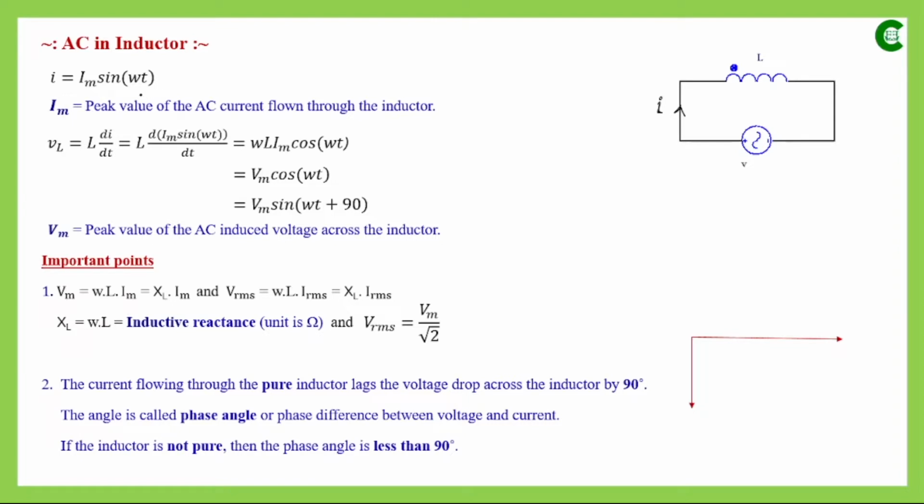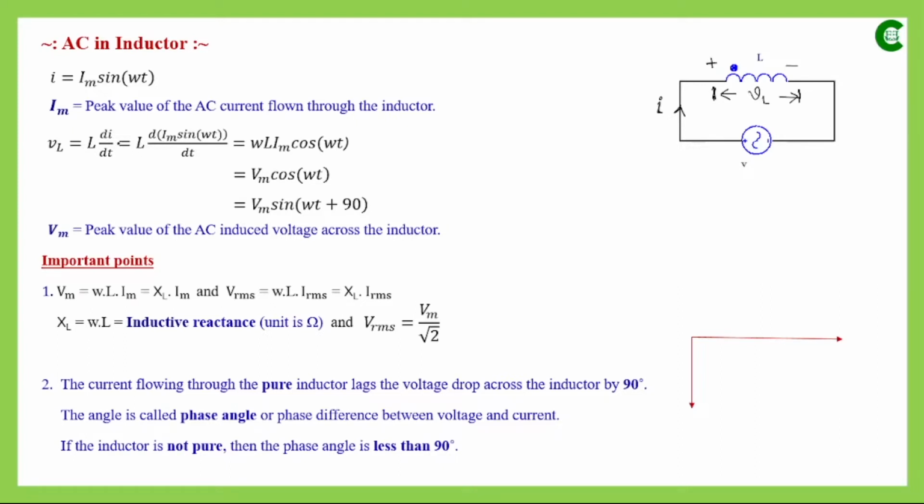So if we put the value of t, or the value of any instant, we will get the value of that current at that instant. Now if we want to know the voltage drop across that inductor, which here we are representing as VL, then that value can be found by this formula: VL = L di/dt. Di/dt is the rate of change of current that flows through that inductor.